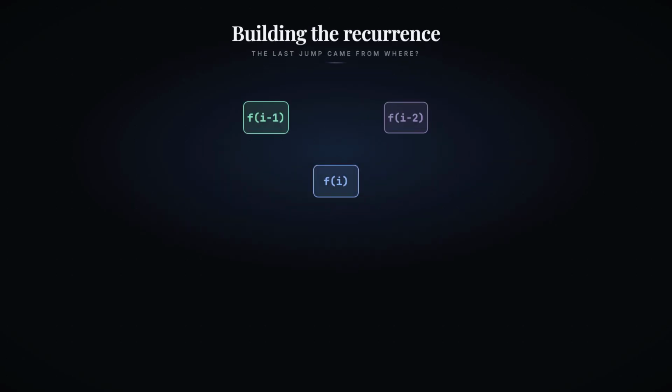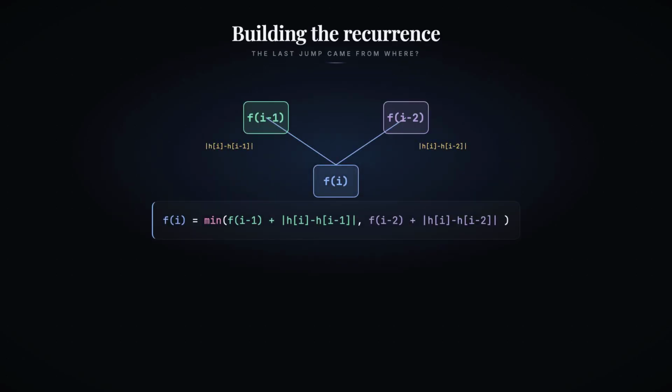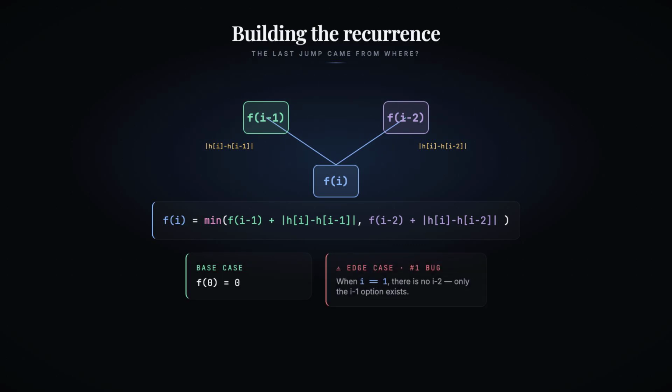Now the recurrence. To reach stair I, the last jump came from either I minus 1 or I minus 2. We take the cheaper option, plus the cost of that jump. The base case, f of 0 is 0. And watch the edge case. When I equals 1, there is no I minus 2. Only the I minus 1 option exists. This is the number one source of bugs, so flag it.